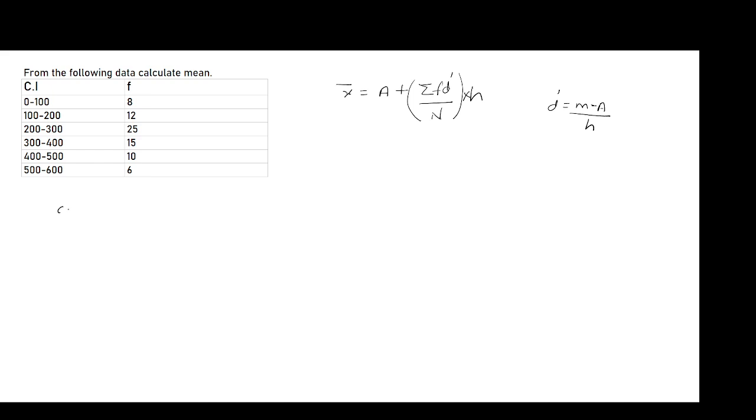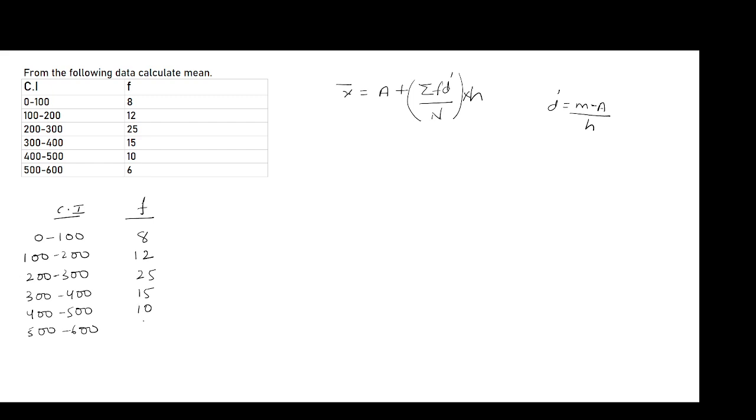Now we'll prepare the chart once again. So we are writing class interval first, then frequency. Class interval is 0 to 100, 100 to 200, 200 to 300, 300 to 400, 400 to 500, and 500 to 600. And the frequency values are 8, 12, 25, 15, 10, and 6.